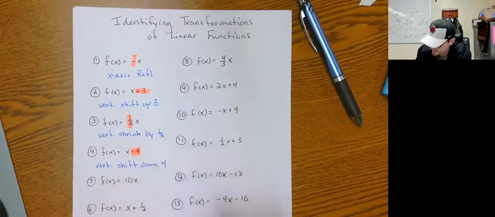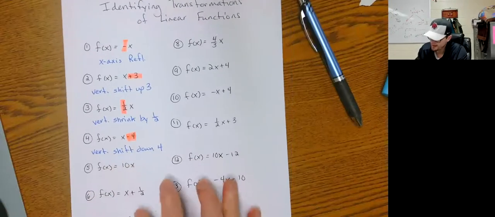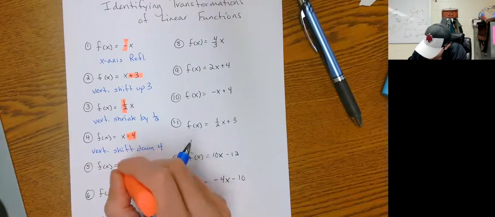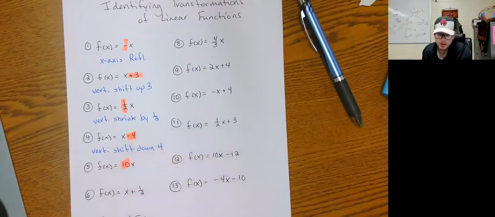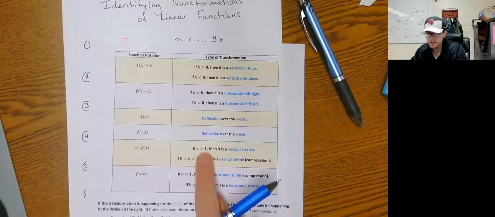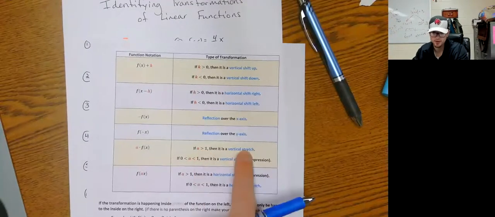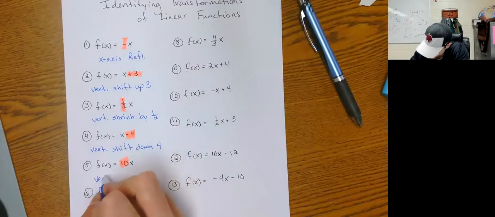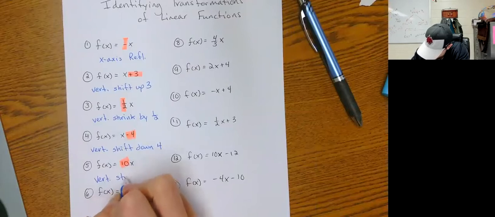All right, multiplying on the outside, so that would be a vertical stretch because it is bigger, right? You're multiplying by 10, so it is a vertical stretch because 10 is greater than 1. Vertical stretch by 10.